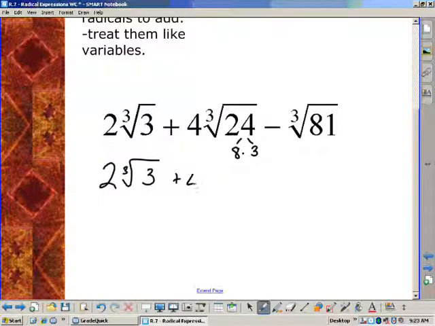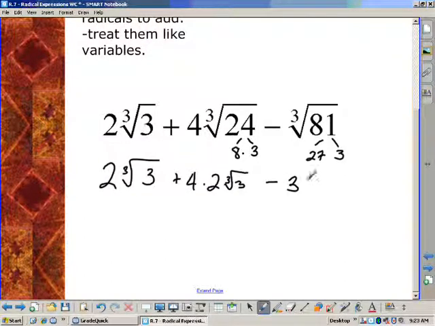So then I get 4 times the cube root of 8, which is 2. So then I get the cube root of 3, and then minus, and again I'm going to do this over here too. Can I break this down? Sure. I can divide out a 3, which would leave me with 27. So then that would be cube root of 27 is 3, and then I get cube root of 3.